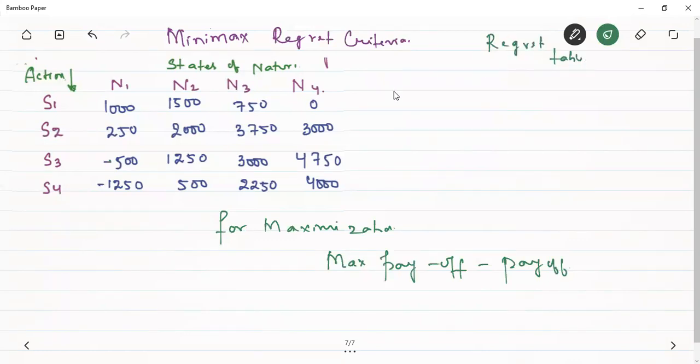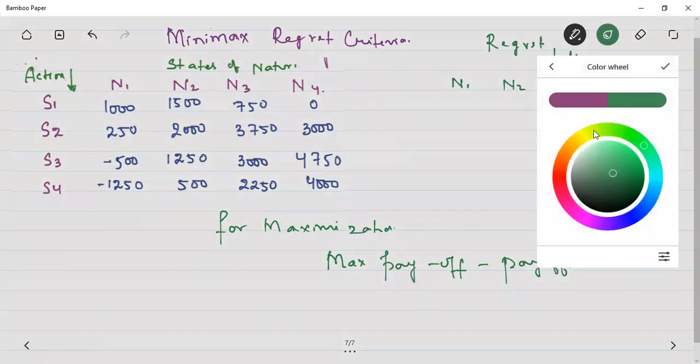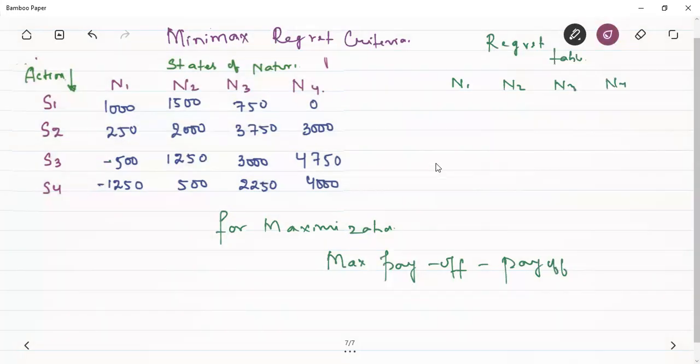This is the regret table. These are the states of nature N1, N2, N3, and N4. They will be revised, and we can see the elements now. In the first state of nature, 1000 is the maximum. Therefore, 1000 minus 1000 will be equal to 0. 1000 minus 250 will be equal to 750.